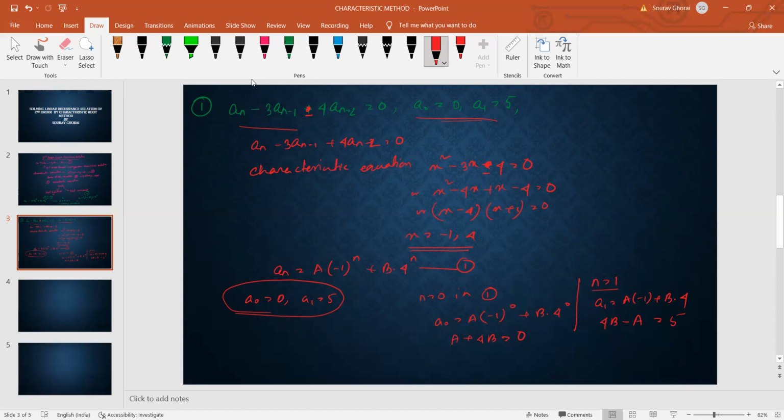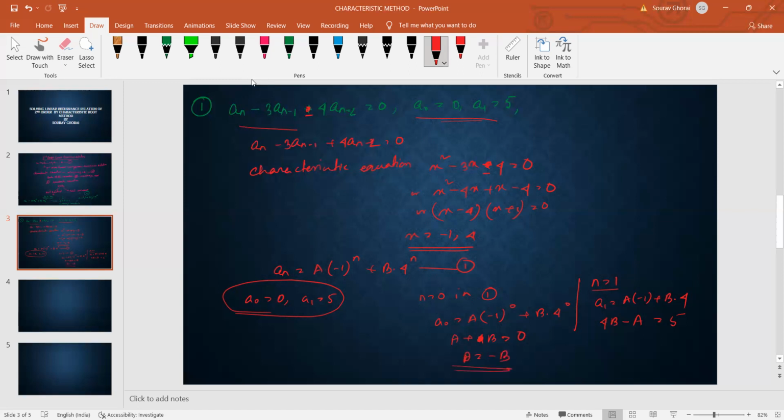So now from here we can easily say that a minus a into -1 or 4b minus a is equal to 5. So now from here, a is equal to minus 4b, and 4 to the power 0, sorry, this is a plus b is equal to 0. This is a plus b, 4 to the power 0 means 1, so a plus b is equal to 0. So a is equal to minus b.